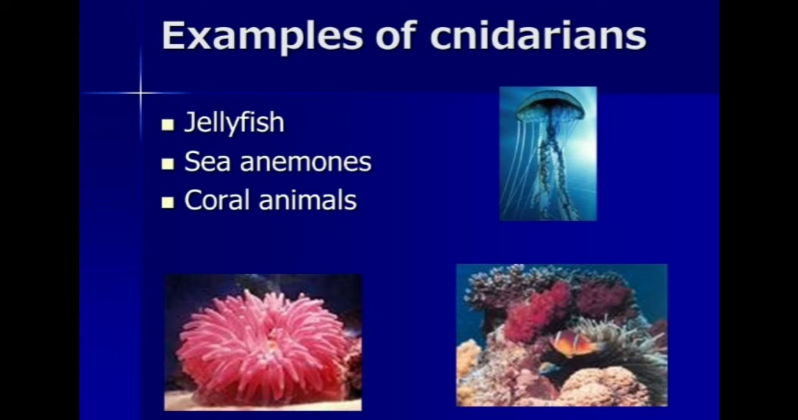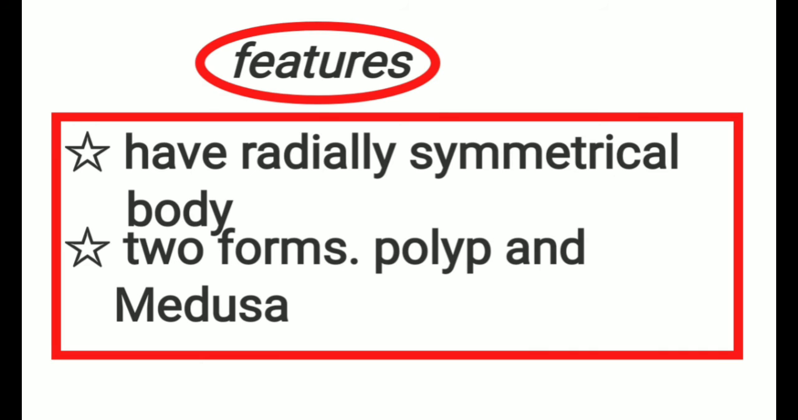Here are some diagrams also. In that diagram, the blue one is a jellyfish. It is a very colorful one. Then here the pink one is a sea anemone. And the last one is coral polyps.